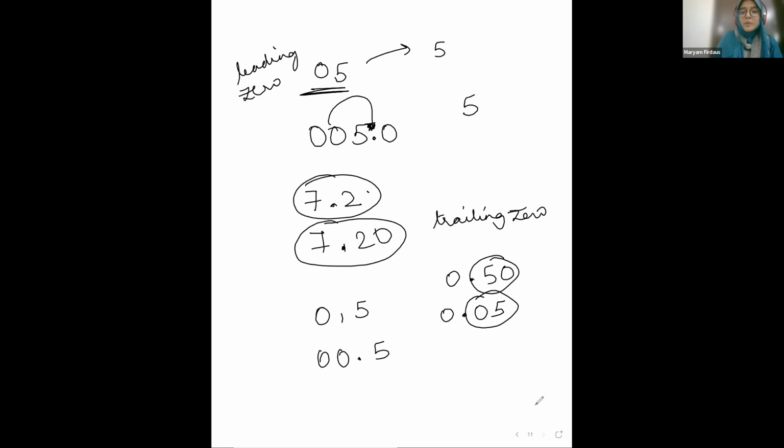Or if you want me to explain it this way, 0.5 and 0.05, the difference here is that 0.5 can be written as 5 by 10. Yes, because there is one decimal place, or you can say after the decimal place, you have one digit. So we have 10 here.